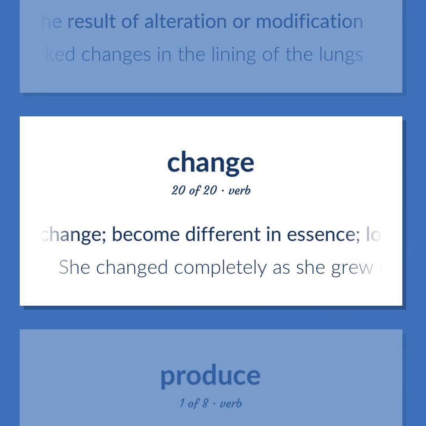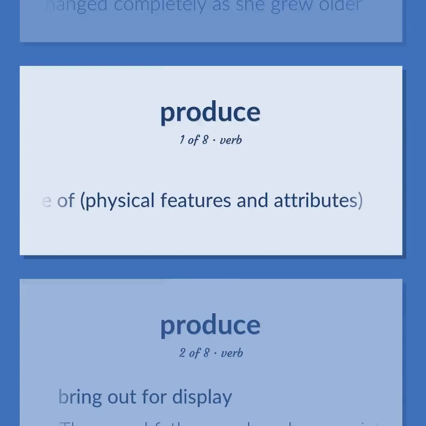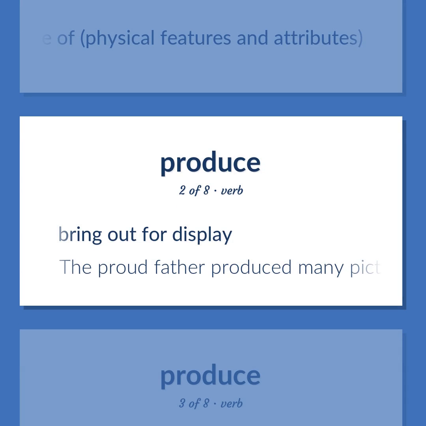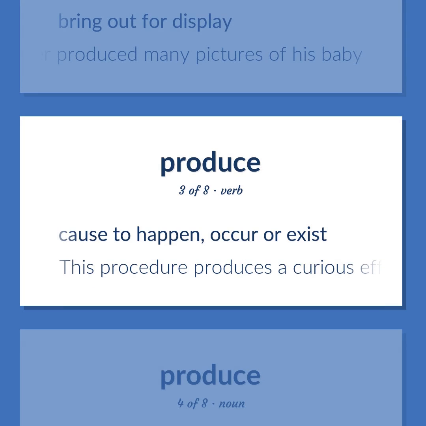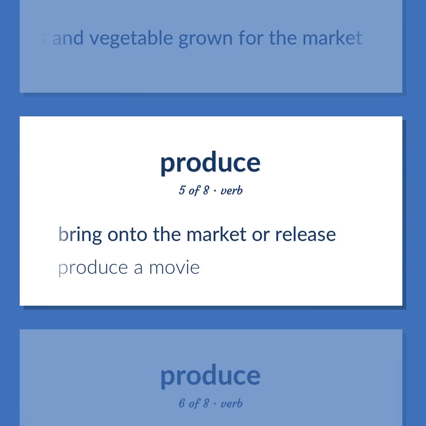Undergo a change. Become different in essence, losing one's or its original nature. She changed completely as she grew older. Come to have or undergo a change of physical features and attributes. Bring out for display. The proud father produced many pictures of his baby. Cause to happen, occur or exist. This procedure produces a curious effect. Fresh fruits and vegetable grown for the market. Bring onto the market or release. Produce a movie.